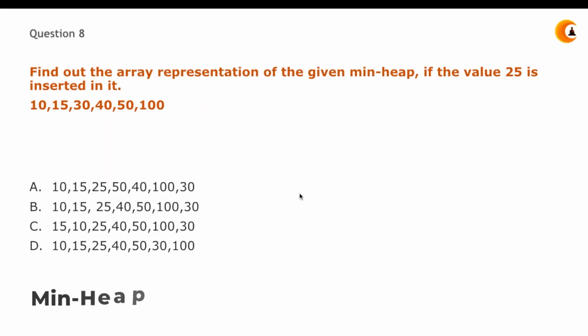This is again a min heap. Before you start solving, I'll just tell you, arrange the given array in a min heap first and then try inserting. I'll give you 30 seconds, give it a try.